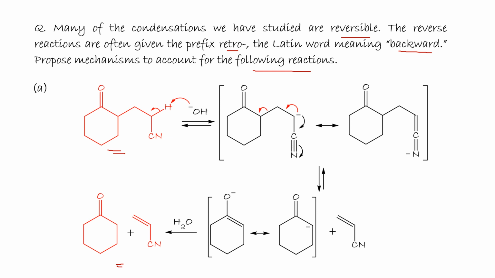Well, the first step is deprotonation, forming this species which is stabilized by resonance. Then this negative charge will form a double bond and the enolate. The enolate gets protonated to tautomerize to give the cyclohexanone plus CH2=CHCN, acrylonitrile.